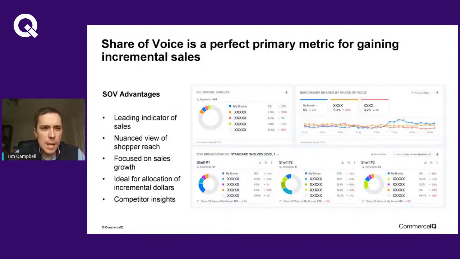It is typically calculated as how many face outs or how many placements you have within a certain subsegment of search results. That could be the first page, the top 10 results, the top 50 results, something like that. But how many of those spots do you occupy for a given search term? And where on the page do you show up?